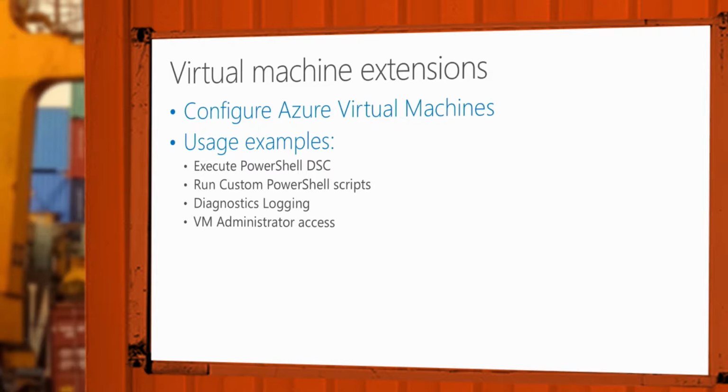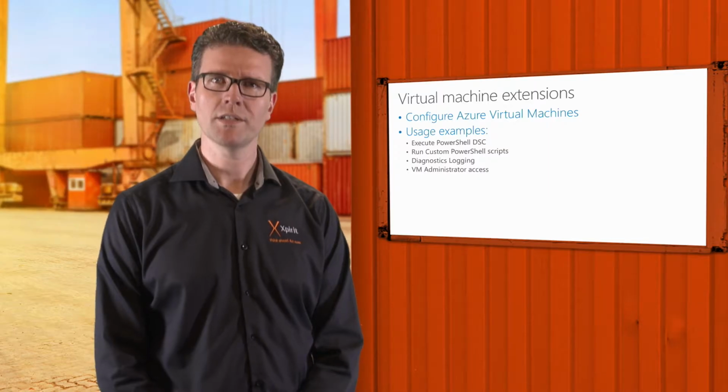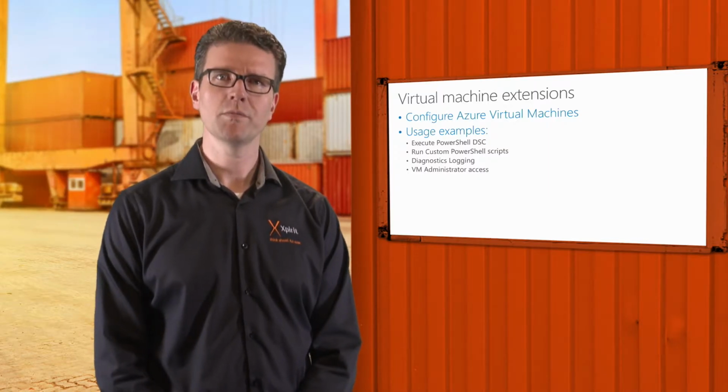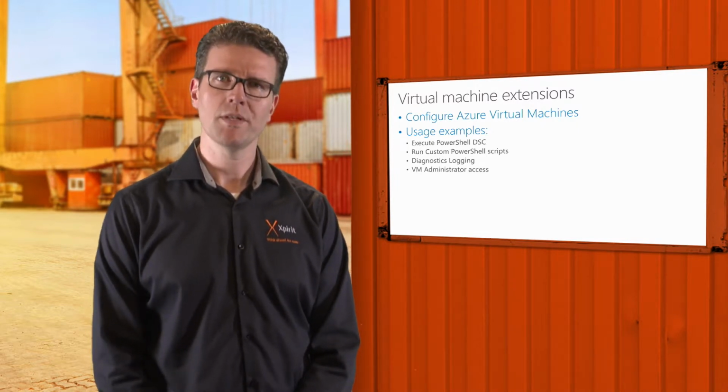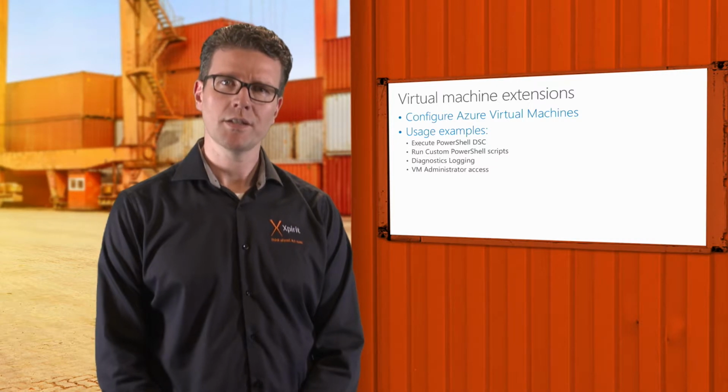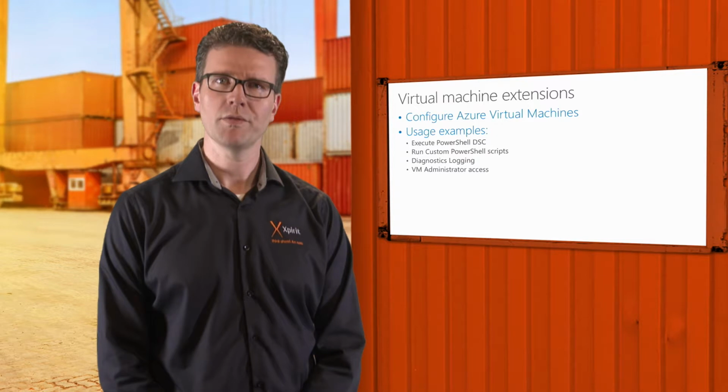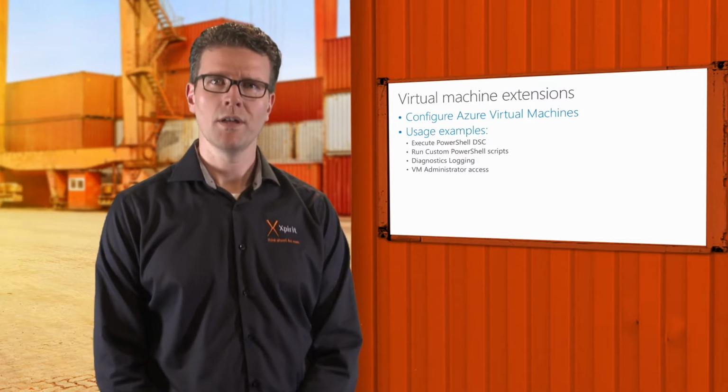Sometimes your virtual machine needs to have some prerequisites installed before it can be put into production. We've already learned how PowerShell DSC can be used for this. You could execute your PowerShell DSC script automatically by configuring a virtual machine extension to run it.